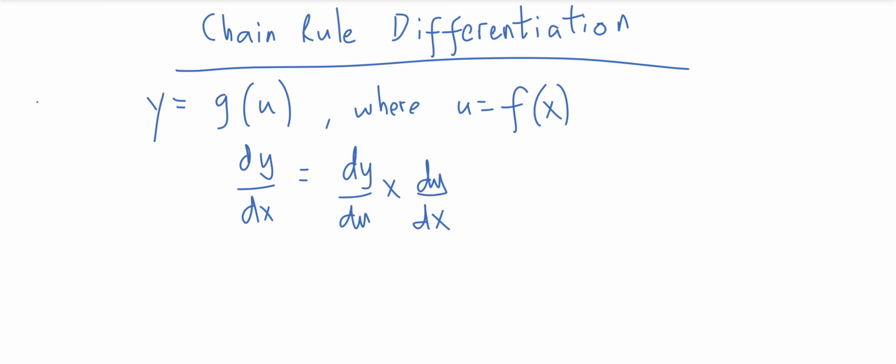Chain rule differentiation. The chain rule is used to differentiate expressions of the form y equals g of u, where u is some function of x. And the chain rule breaks down to dy by dx equals dy by du multiplied by du by dx. So what does this look like in practice? This is best illustrated with an example.